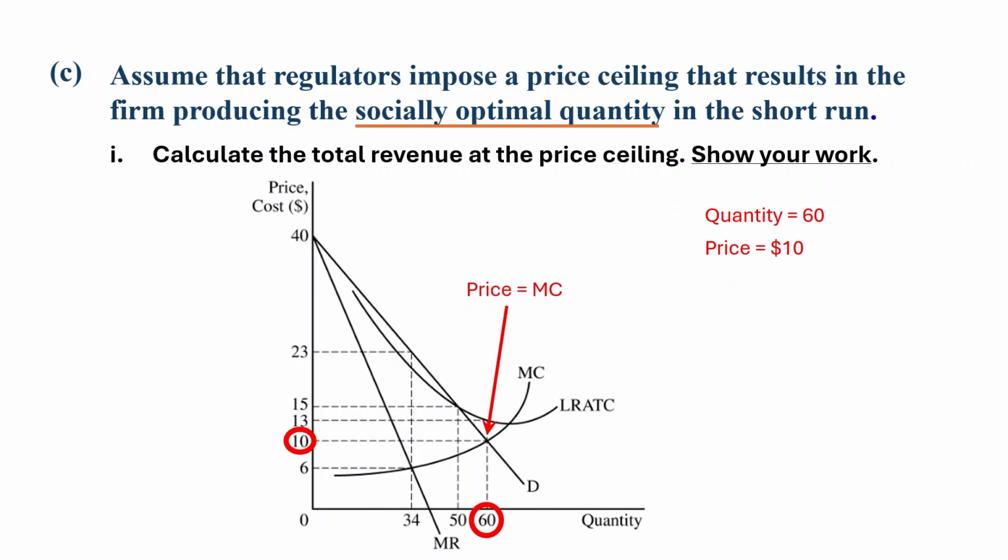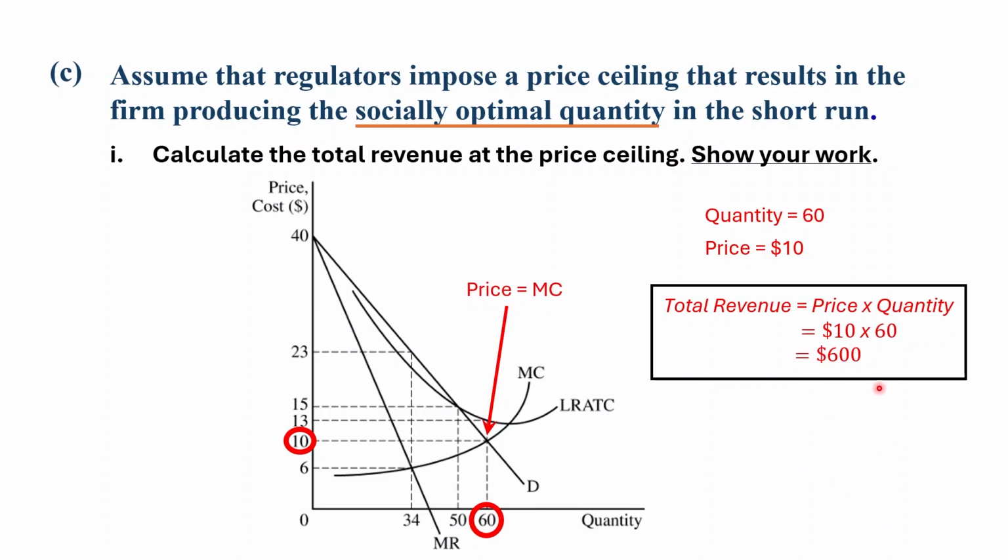Now the question says that the regulators have imposed a price ceiling at this socially optimal quantity. It means the price ceiling is $10. The question asks us to calculate total revenue at the price ceiling. We already know that total revenue equals price multiplied by quantity. So 10 times 60 equals 600. Therefore, total revenue is $600. Always show your multiplication on the AP exam, as they have specifically mentioned this in the question.